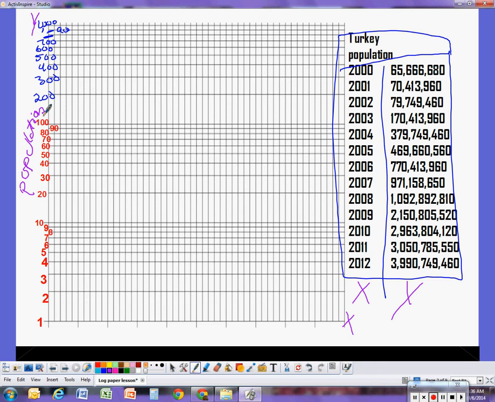Graphing is a huge part of science. Huge. Science and math go hand in hand. In order to get my science degree, I had to take calculus.